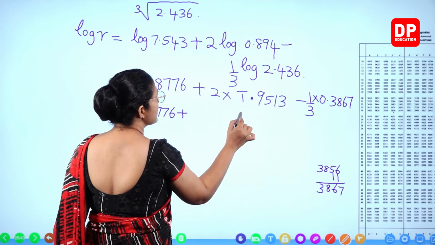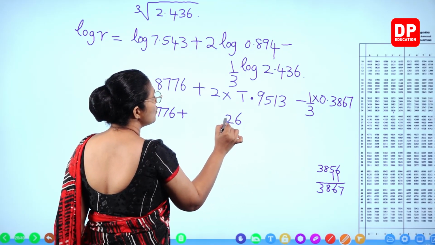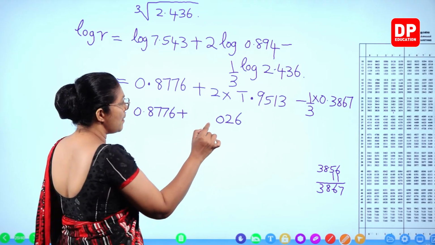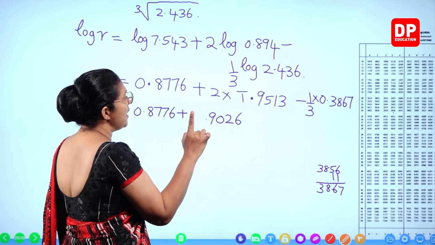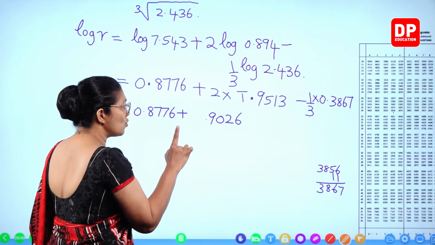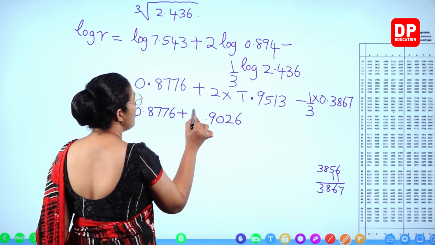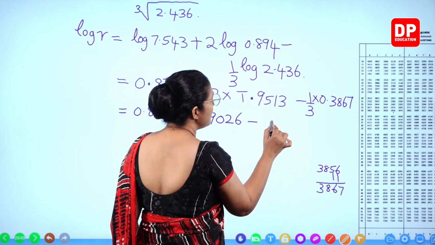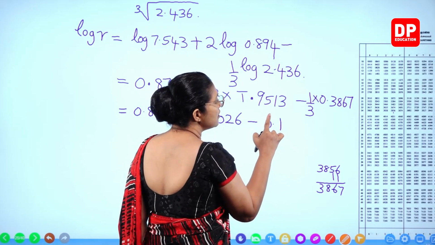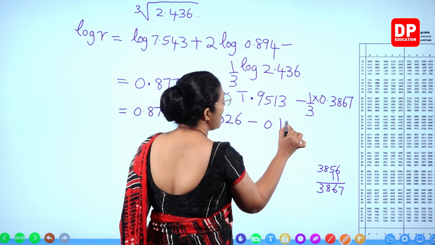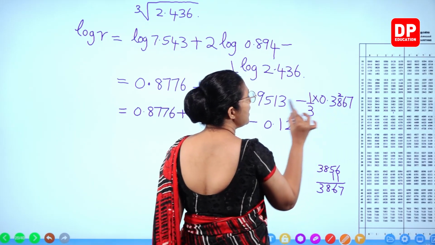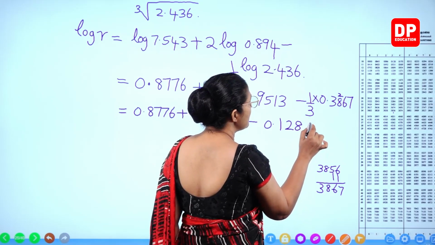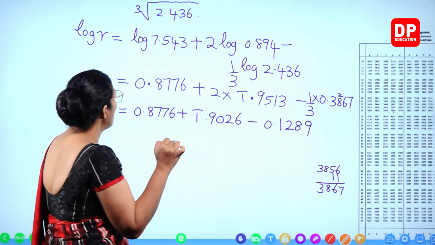2 times 3, 6. 2 times 1, 2. 2 times 5, 10. 1 remaining. 2 times 9, 18. 18 plus 1, 19. 1 remaining. 2 times bar 1 is bar 2. Bar 2 plus 1, bar 1. Then this one divide by 3. 1. 3 divided by 3, 1. 3 times 2, 6. 2 remaining. 26, 3 times 8, 24. 27, 3 times 9.